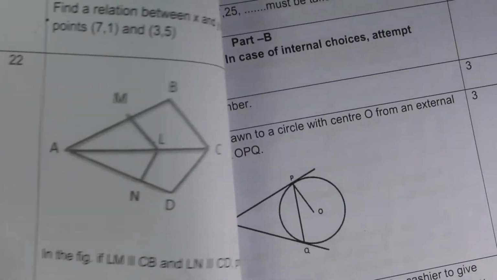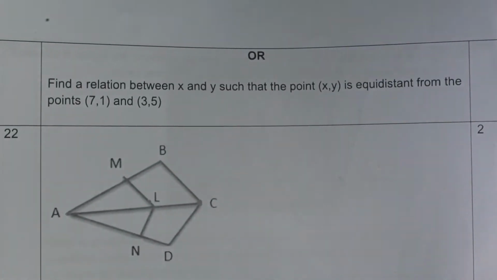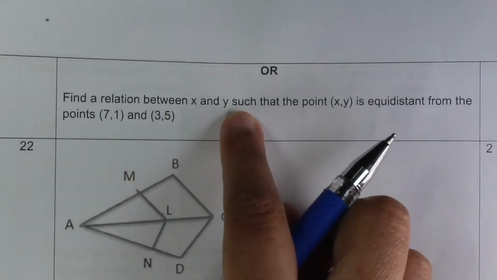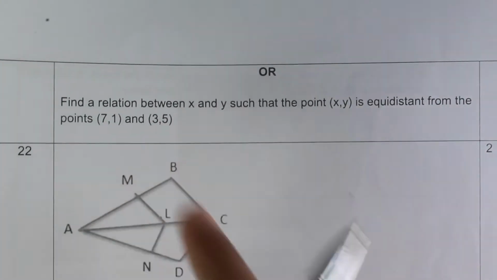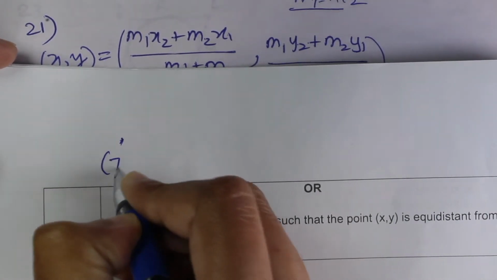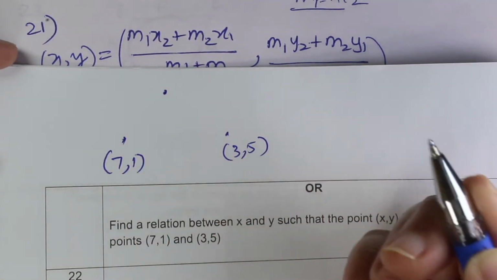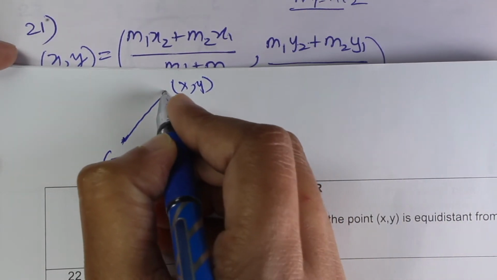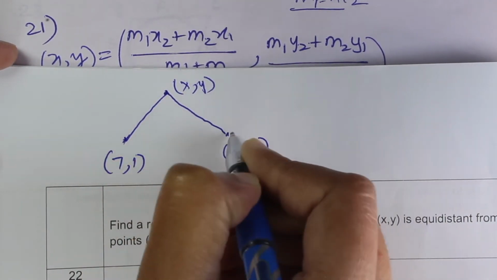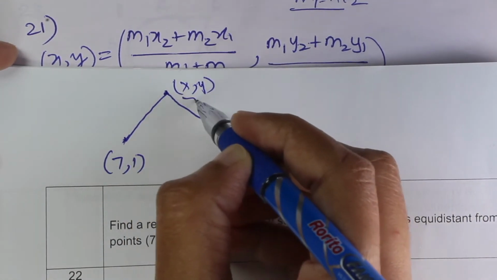Now let's move to the choice question in this 21. There is a choice question here. Find the relation between x and y such that the point x, y is equidistant from the points 7, 1 and 3, 5. So there are 2 points 7, 1 and 3, 5, and there is a point x, y such that it is equidistant from both 7, 1 and 3, 5. So we have to find out the relationship between x and y.